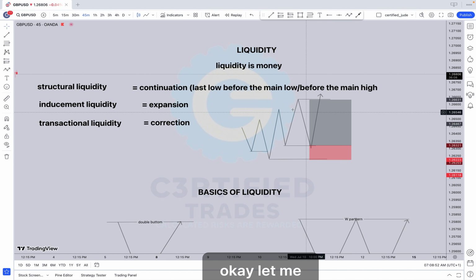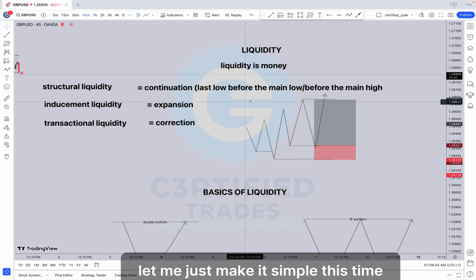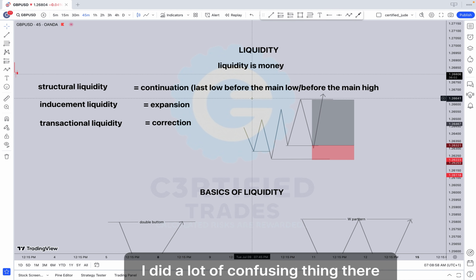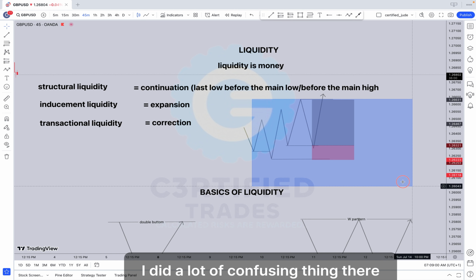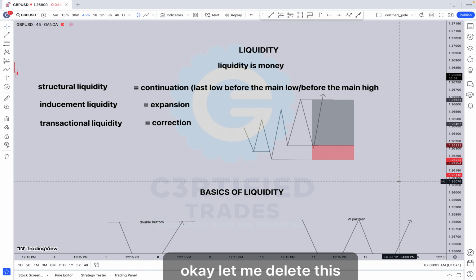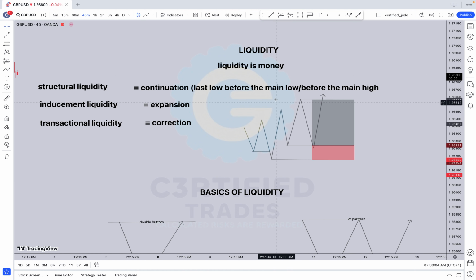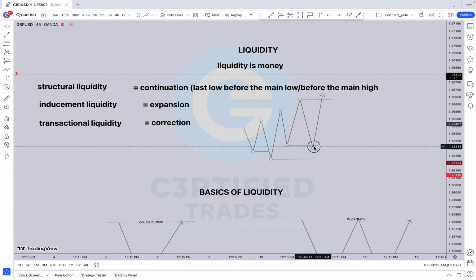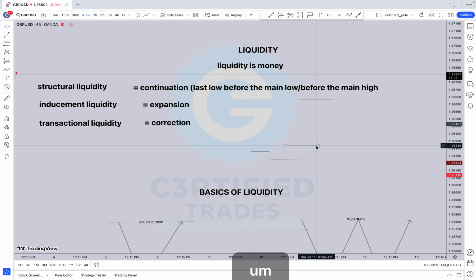Let me make it simple this time. I think I did a lot of confusing things there. Let me delete this. I really want everybody to understand this. Let me finish with the deleting.